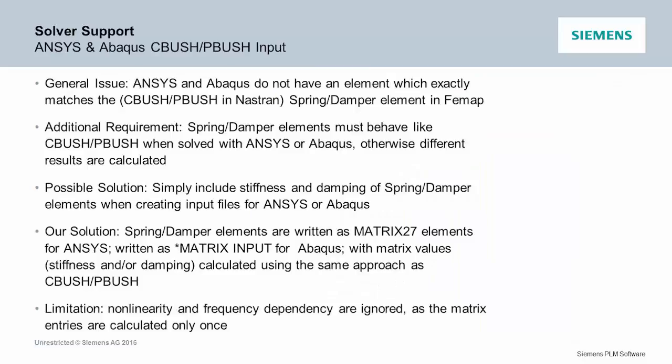He was also looking at element support. The C-bush element is really important to a lot of our customers for modeling fasteners and all types of things. ANSYS doesn't have one, but he looked at the formulation for the C-bush and realized he can write it out as a matrix 27 to ANSYS. So now you can take your Nastran model and run it in ANSYS and get the exact same answers if it's got C-bushes in it.